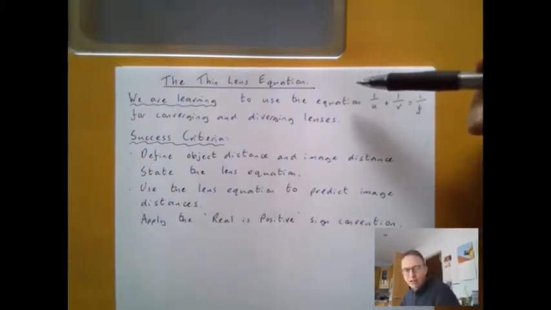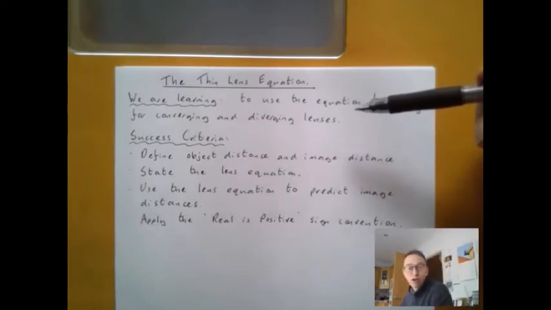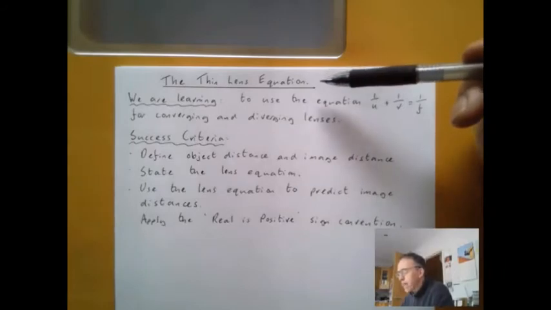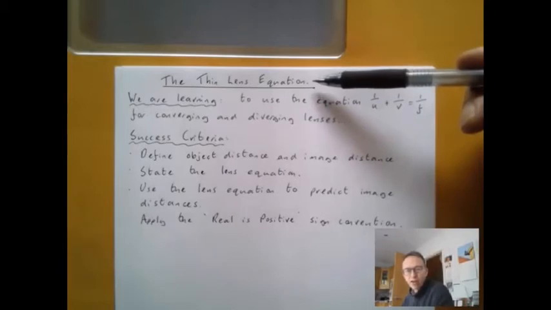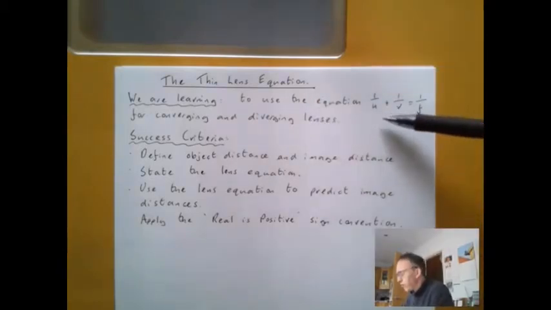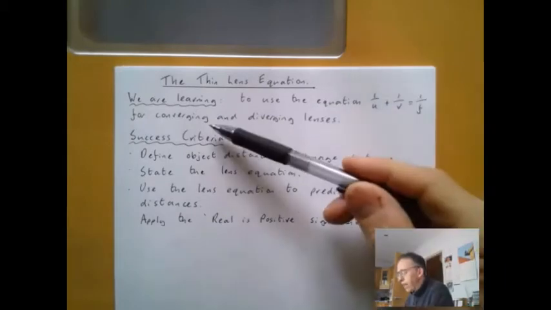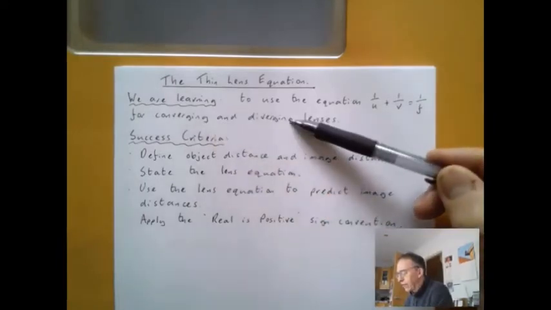In the last lessons, we looked at ray diagram theory and using ray diagram theory to predict the position of the image of an object formed by a converging or a diverging lens. In this lesson, we're going to use a mathematical, algebraic approach to do the same thing, which is the thin lens equation. So we're going to use the thin lens equation, which is 1 over u plus 1 over v equals 1 over f, to predict image position in a converging and a diverging lens.